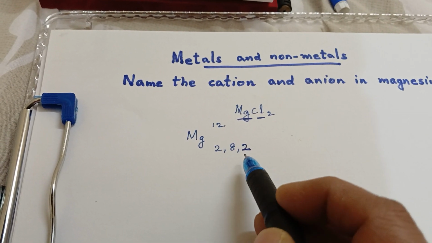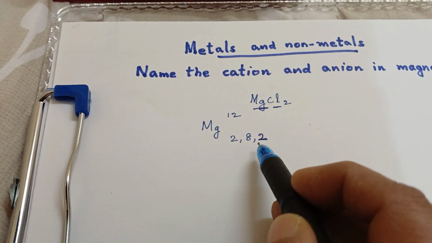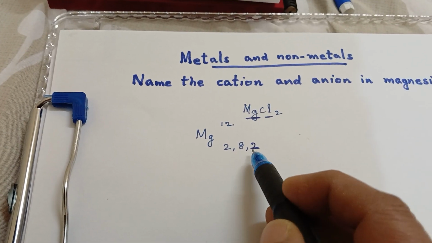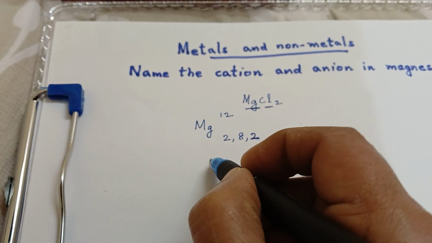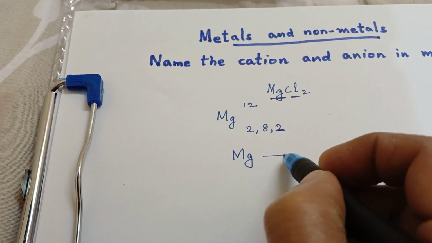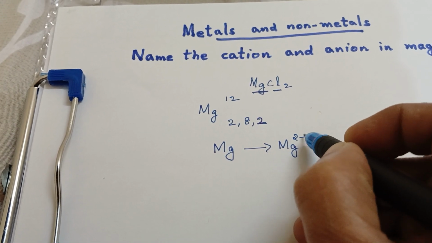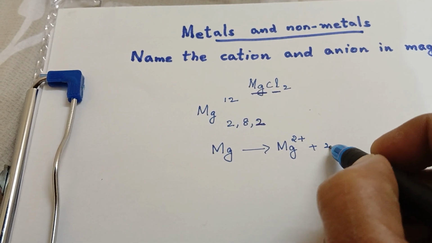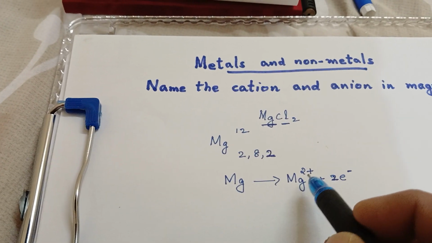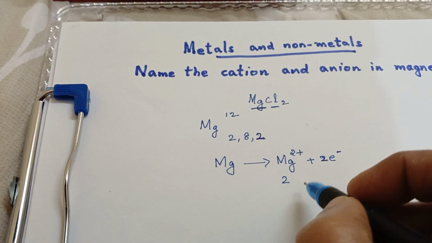Whereas if magnesium loses these 2 electrons, it can attain an octet. 2, 8 will be its electronic configuration. So that is easier for magnesium. So let us see, magnesium losing 2 electrons becomes Mg2+ plus 2 electrons. What will be the configuration of Mg2+? It will be minus 2 electrons, so 2, 8.